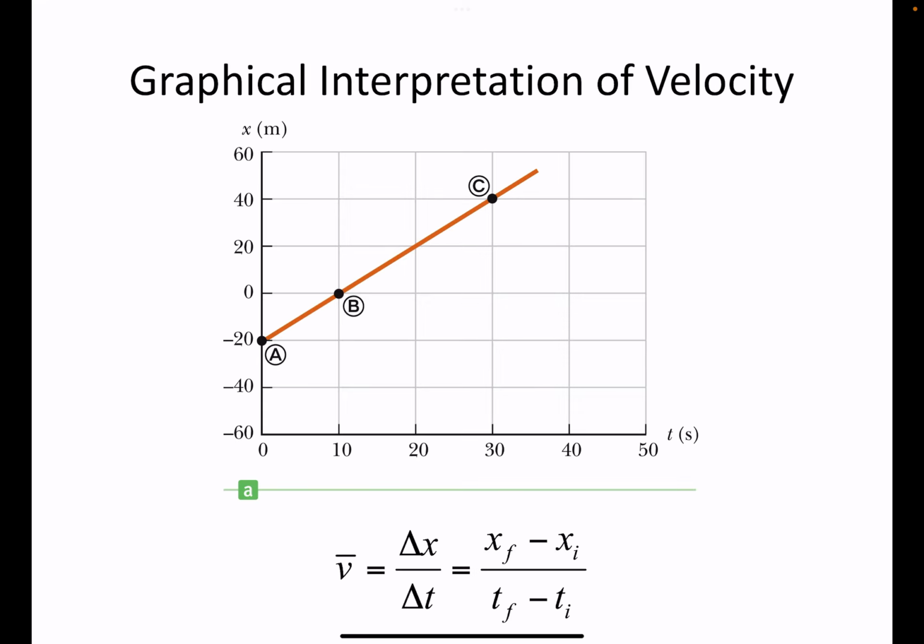We can also visualize velocity on a position versus time graph. The average velocity between any 2 points is simply the slope of the straight line joining those 2 points on the graph. A steep slope means a high velocity. A flat slope means a low velocity. A positive slope means positive velocity, and a negative slope means negative velocity.